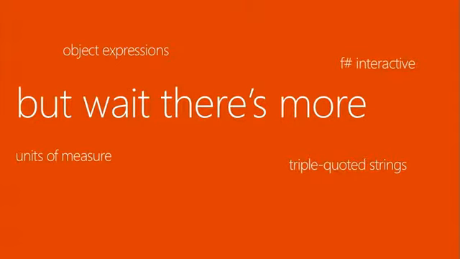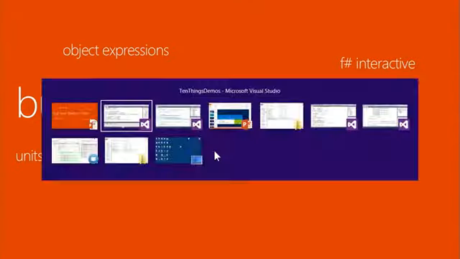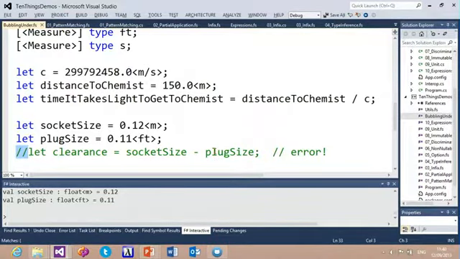What else have we got? F# Interactive, you've seen me using that. Did anyone go to Glenn's Script CS talk yesterday? Yep. So F# Interactive is a bit like Script CS. It doesn't have some of the really nice features like NuGet packages and script packs and stuff like that.